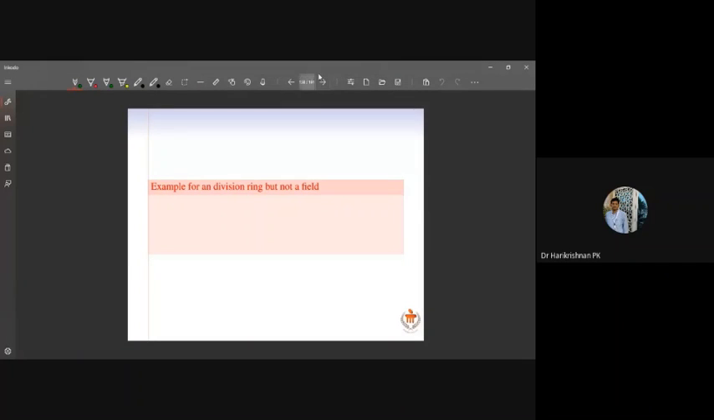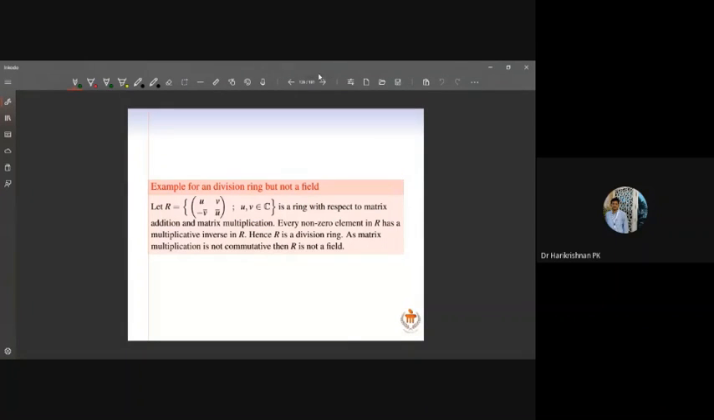Now, an example of a division ring which is not a field. This example will make sure that the converse of the above result is not true. You take the set of all 2 by 2 matrices of this form. Then this collection is a ring with respect to matrix addition and matrix multiplication. You can see that every non-zero element in R has a multiplicative inverse in R, so it is a division ring. As matrix multiplication is not commutative, it is not a field. This example and the previous example show that the converse of the previous result is not true.